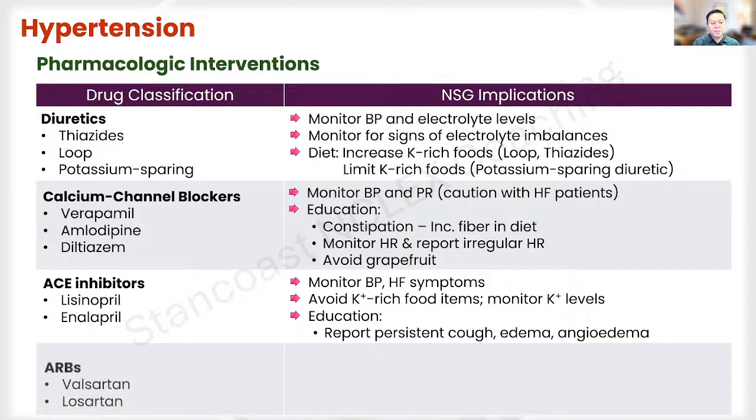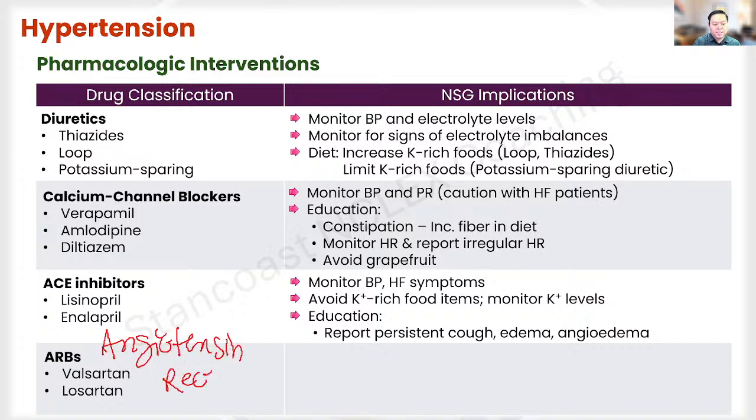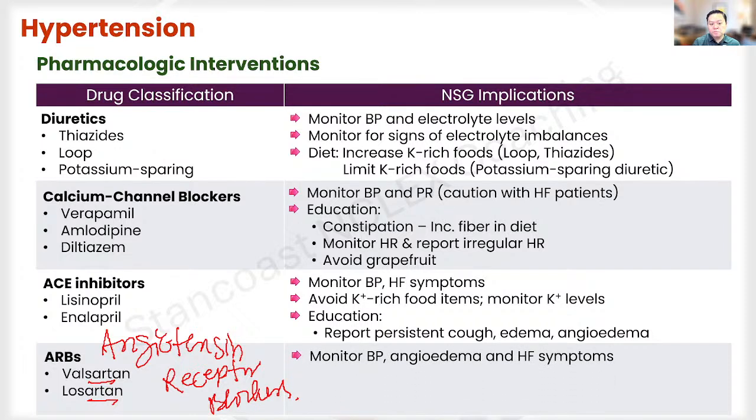Aside from the ACE inhibitors, we have the ARBs, or the angiotensin receptor blockers. We have the suffixes here, the sartans: losartan, valsartan. So the patient taking this medication will also be monitored for their blood pressure. Potentially, they can also develop the angioedema and signs and symptoms of heart failure. We're going to have to also teach them to avoid intake of potassium-rich foods. This is also important in order to prevent that elevation in their potassium content.